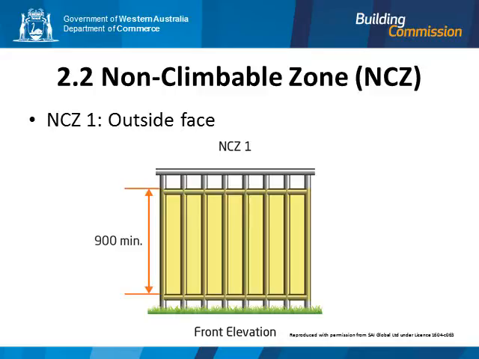Non-climbable zone 1 is measured within the fence and aims at ensuring that the fence itself is not climbable. It is at least 900 millimetres in height and can be located anywhere within the vertical plane of the fence.